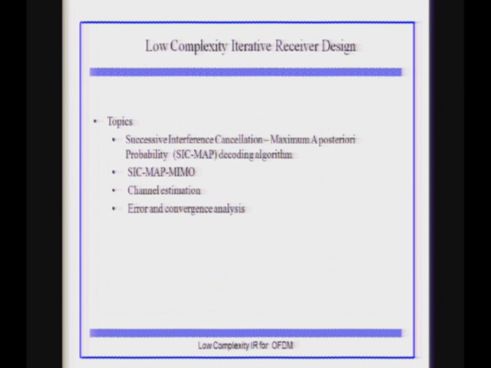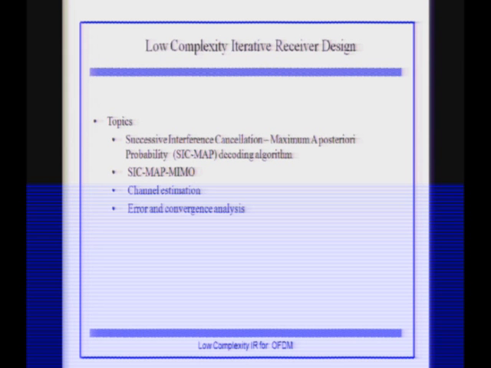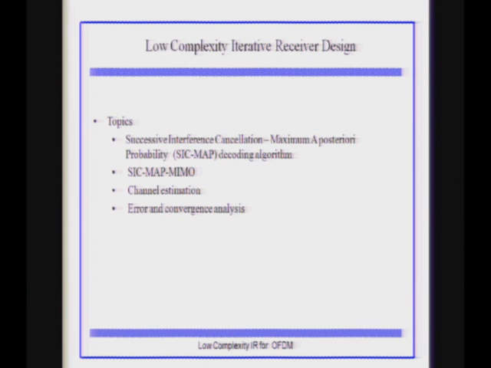So this is what we are going to discuss today. We first talk about the scheme that we have proposed, and then we extend that to MIMO. Detection is only part of the receiver, and the other part is the channel estimation. So we come up with a simple channel estimation scheme. The thrust here is simplicity, something that is implementable in a commercial receiver. And then we will get to the error analysis. We are making some approximations, and we need to validate that, and that is what is done in the error analysis.